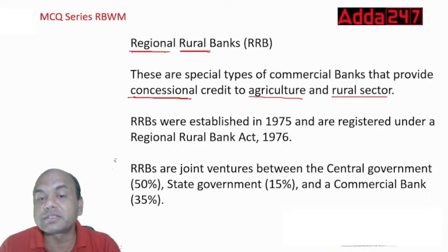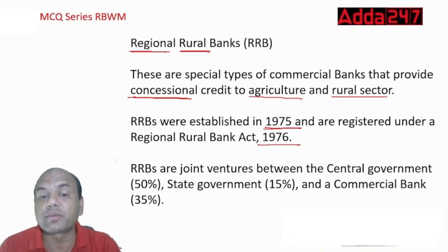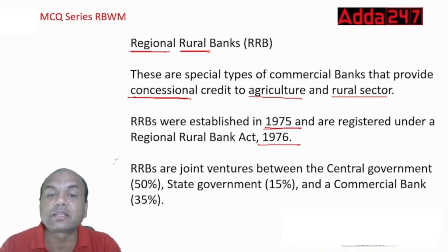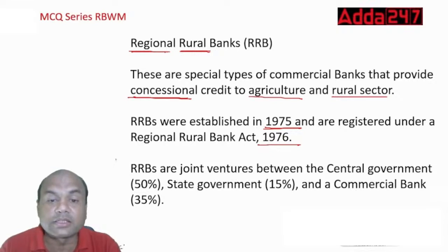RRBs were established in 1975 and registered under the RRB Act 1976. Remember, this Act is of 1976 and the bank is in 1975. Remember, these two years are reversed. Generally, the Act is first and the banks are later, like the RBI Act, 1934 Act and then the bank in 1935. But here it's reverse. That's why this is important.